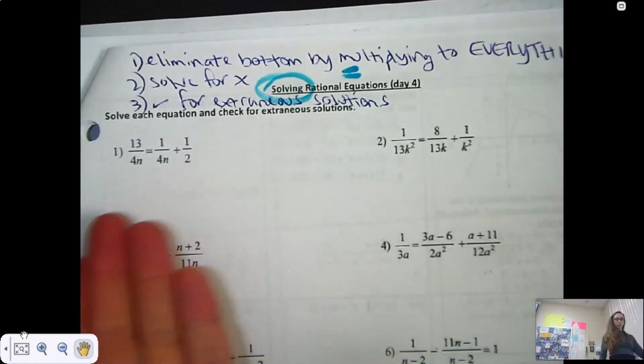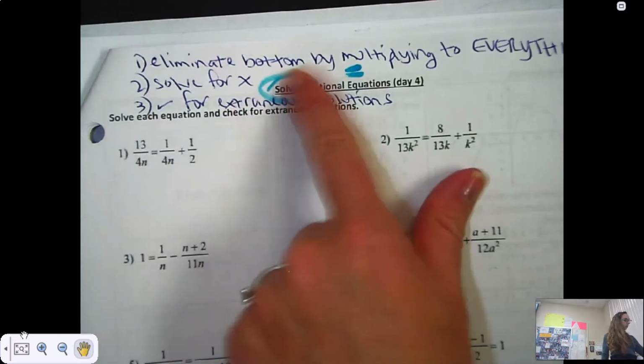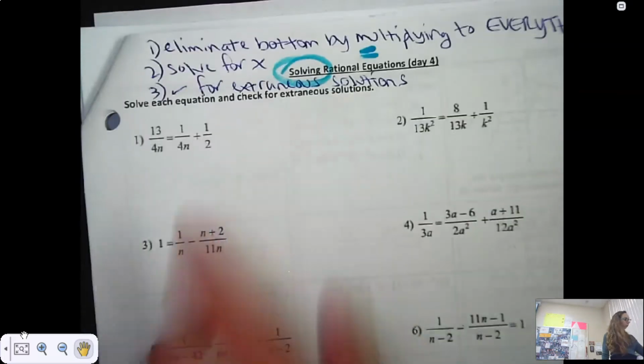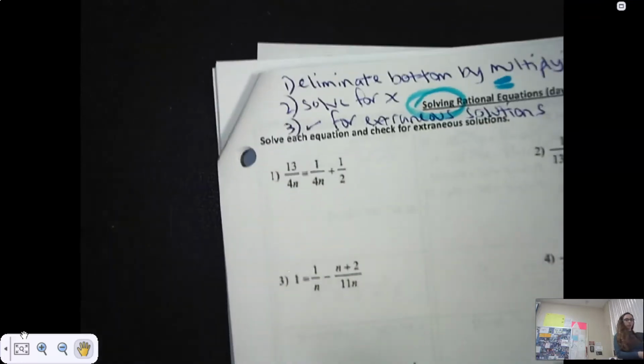So when you're solving and you look at all these problems, what makes it difficult? The bottom. So eliminate the bottom by multiplying to everything. Okay? And then you're going to solve for x, and then you always have to check for extraneous solutions. Remember, just because you get a solution doesn't mean it works. Okay? So let's start with number 1, and let me zoom in.